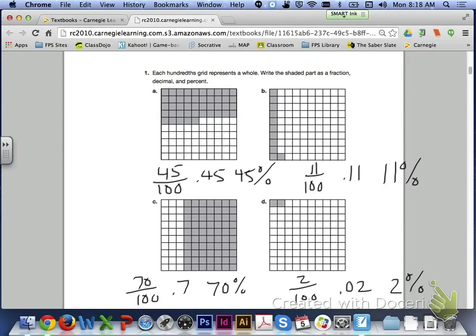So here is what you should have come up with for letters A through D. If we take a look first at letter A, 45 of the squares are shaded in, so that would represent 45 over 100 as a fraction, 0.45 as a decimal, and 45%. Letter B would be 11 hundredths, 0.11 as a decimal, 11%. Letter C, 70 over 100 as your fraction, 7 tenths as your decimal, or if you had 70 hundredths, those are both equivalent obviously, and 70%. And finally, letter D, 2 hundredths, 0.02 for your decimal, and 2%.